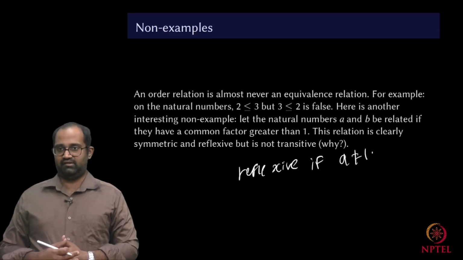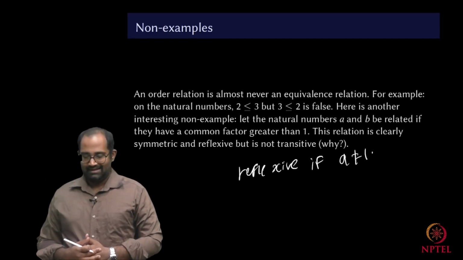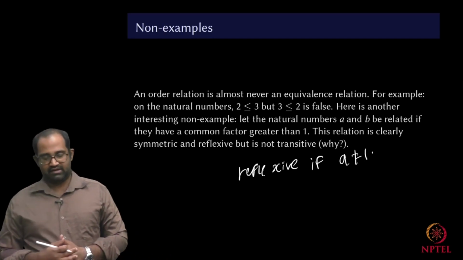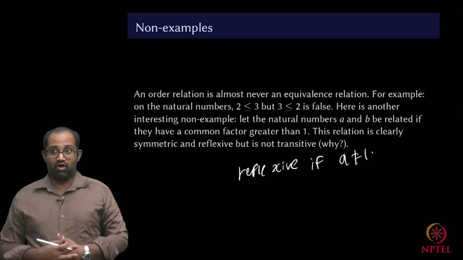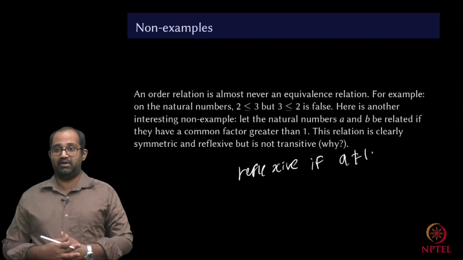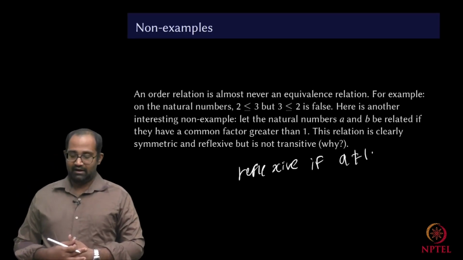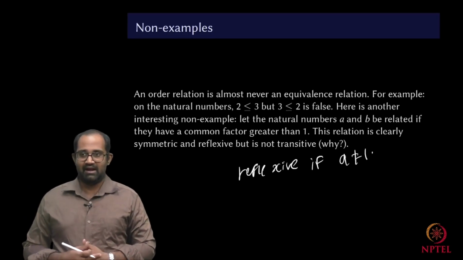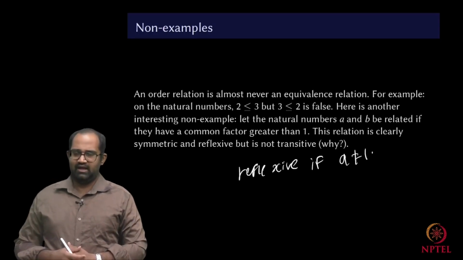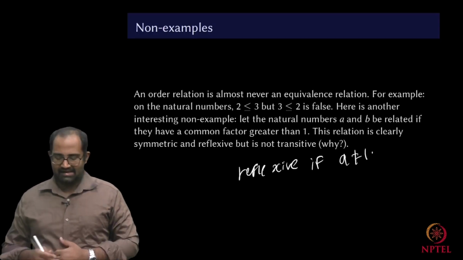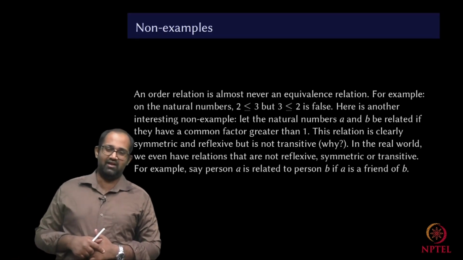4 is related to 6 because they have a common factor higher than 1, that is 2. 6 and 9 are related because they have a common factor higher than 1, that is 3, but 4 and 9 are not related. There is no common factor between 4 and 9 that is greater than 1. So, this is an example of a relation which is symmetric and reflexive, almost reflexive, just ignore 1, but transitivity is lacking. Okay. Now, let me give you one real world example.